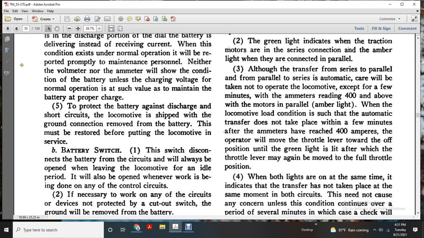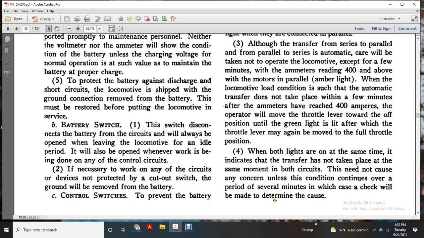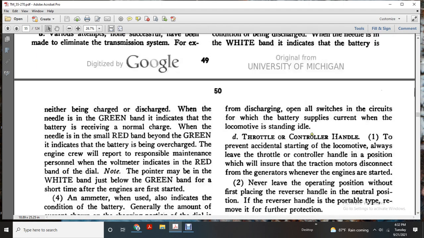The battery switch, which disconnects the battery circuit, will always be open when leaving the locomotive for an idle period. It will always be open whenever work is being done on any of the control circuits. When any circuit of the device is not protected by the cutout switch or a ground, remove the battery control switch to prevent the battery from discharging, opening all switches and circuits with the battery supply.